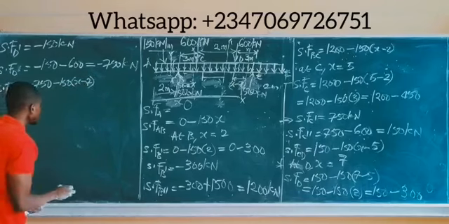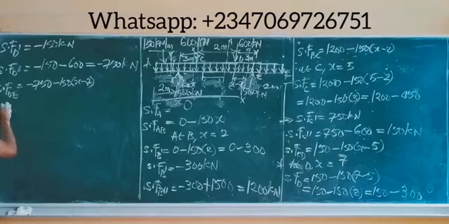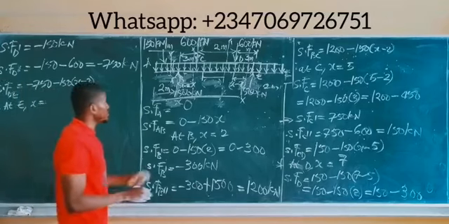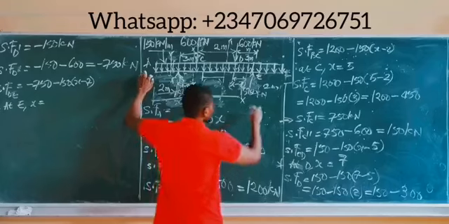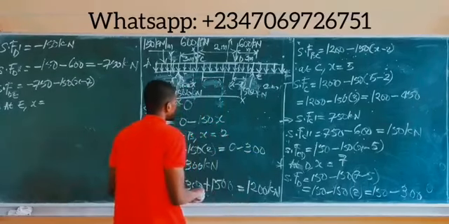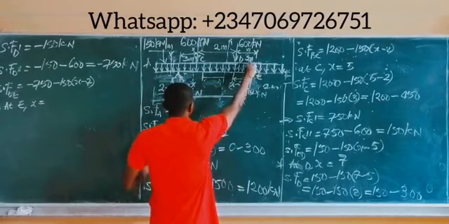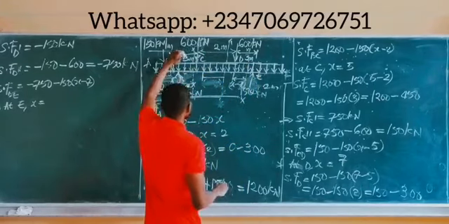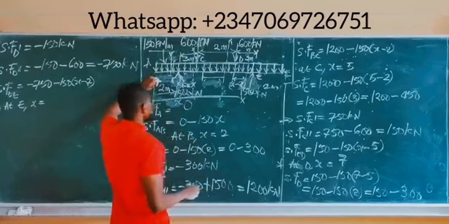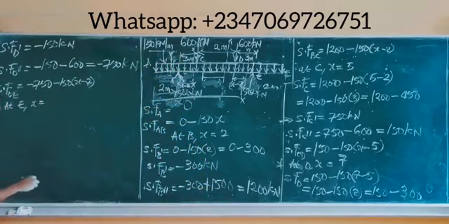Okay. Now at E, x becomes the total length of the entire beam from A to E. So from A to point E, from E you have 3 plus 2, 5 plus 3, 8, 8 plus 2 is 10. So at E, x equals 10.